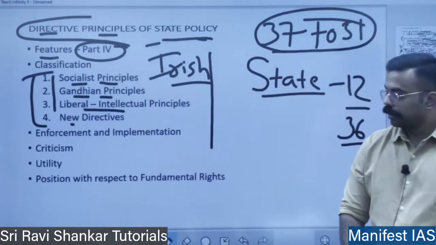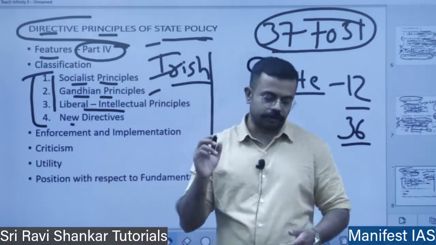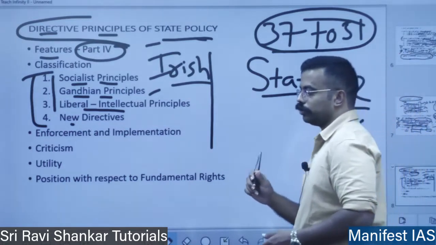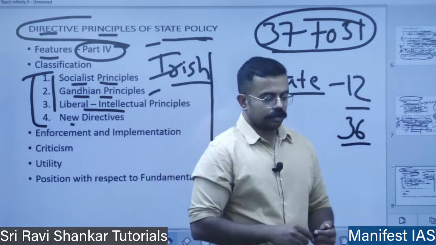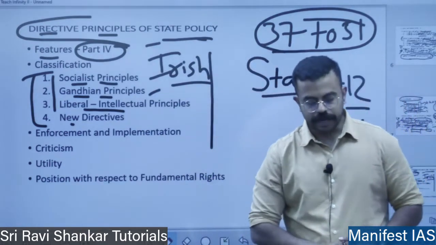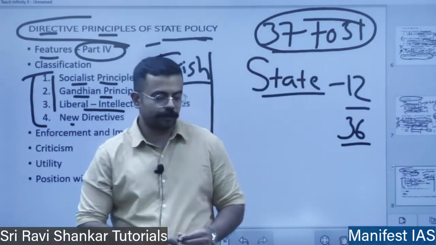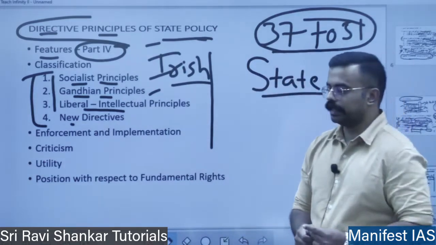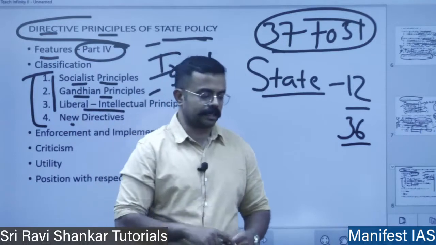Next we come to Gandhian principles. So I would like to tell it again. There is no such division in the Constitution. This is done by Lakshmikant in order to easily remember. Okay. Next comes Article 40 under Gandhian principles. So village panchayats. So whatever you see, the 73rd and 74th constitutional amendment, Panchayati Raj, stems out of this article.